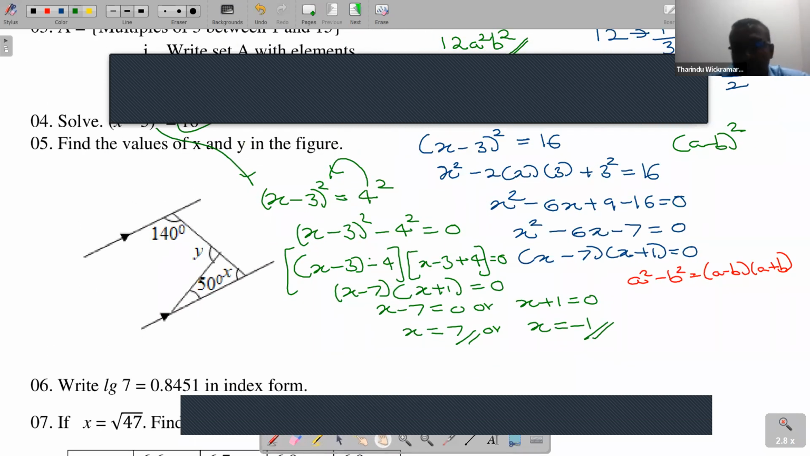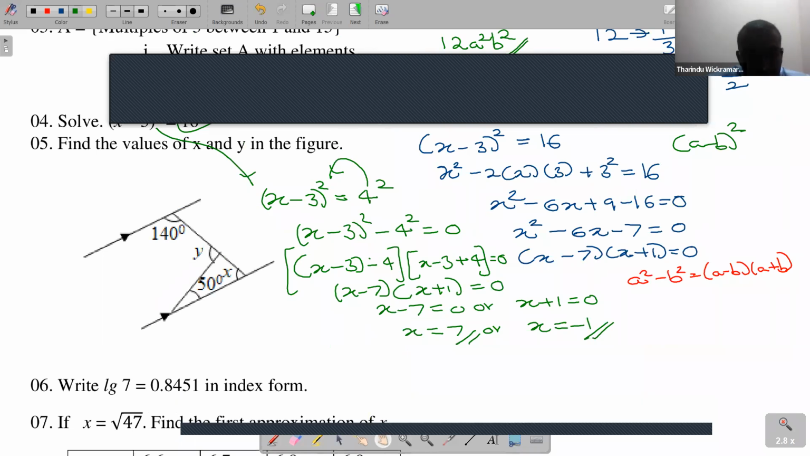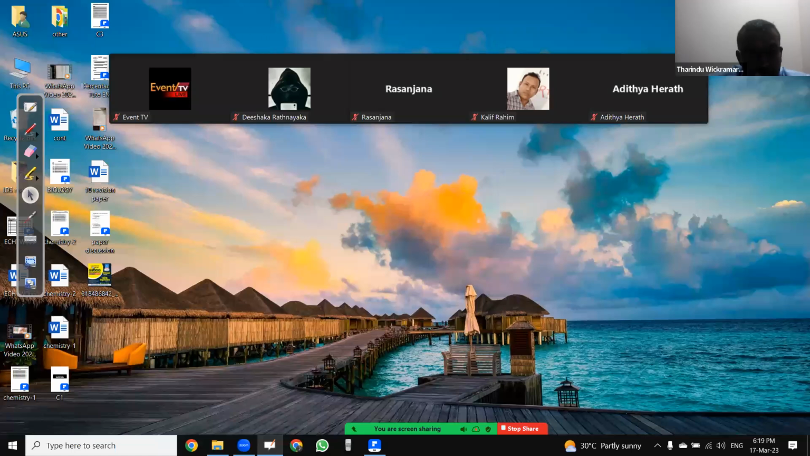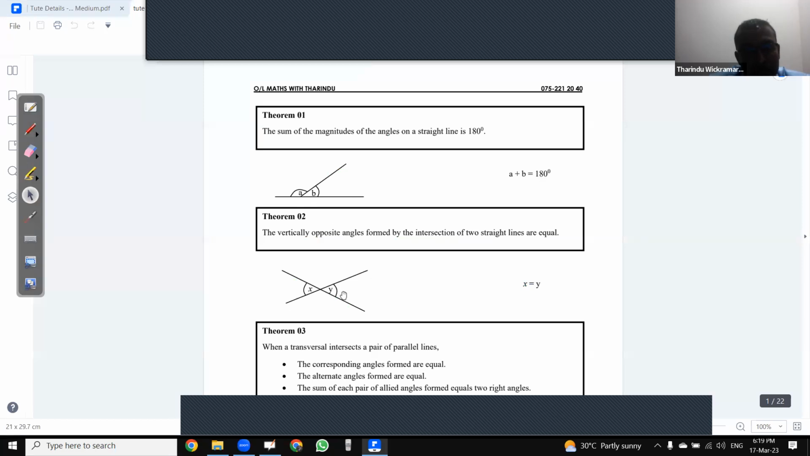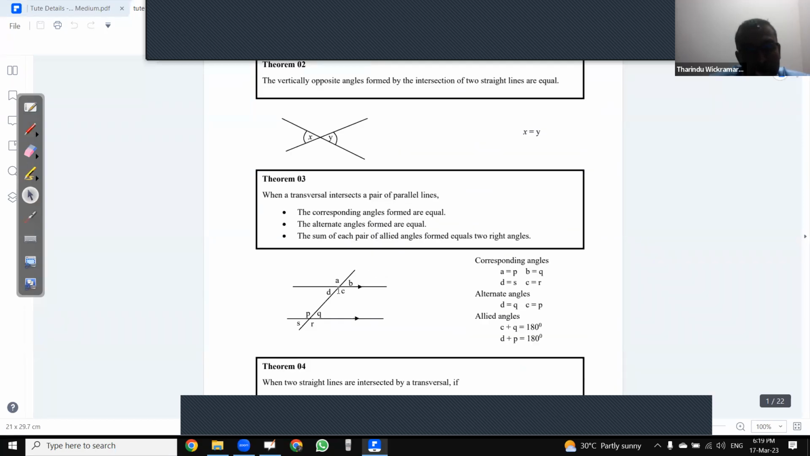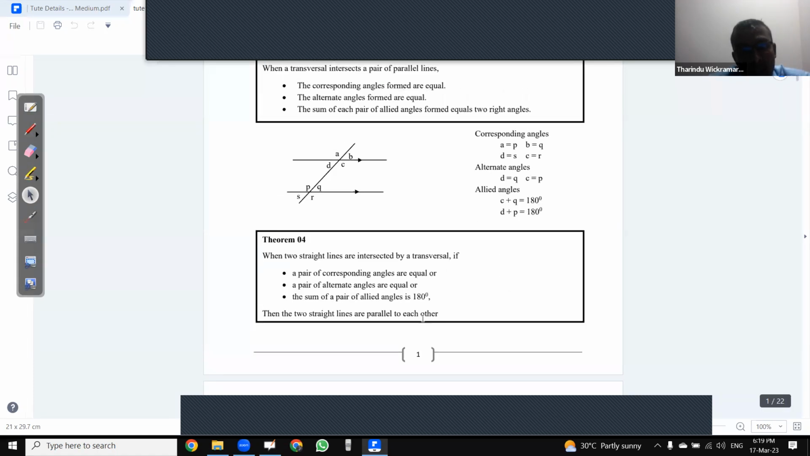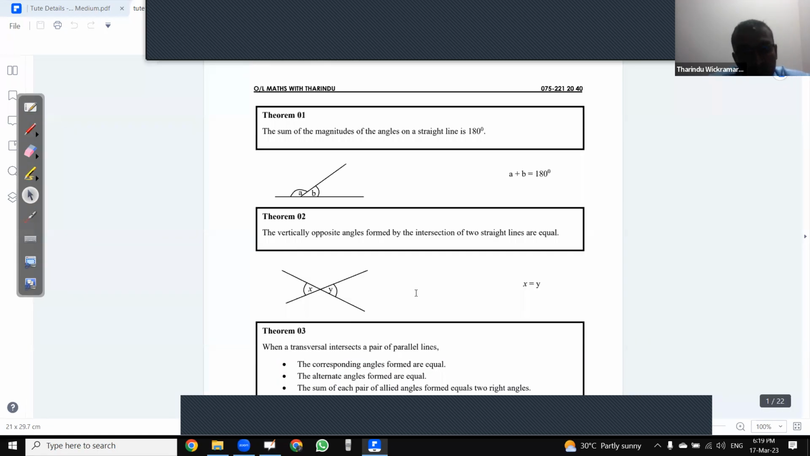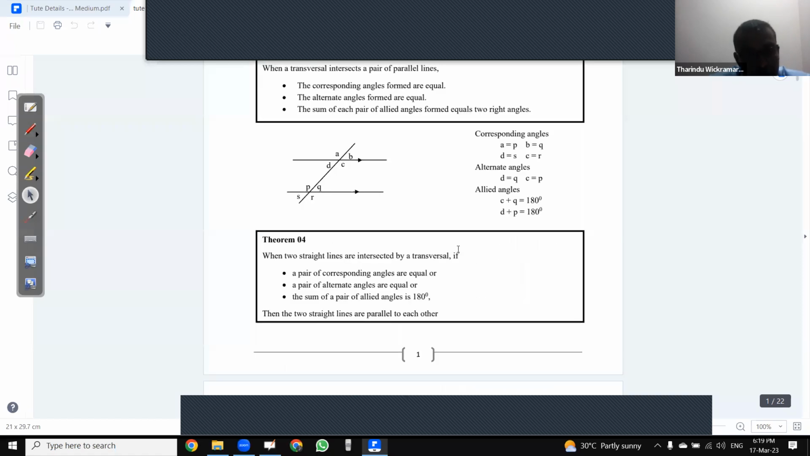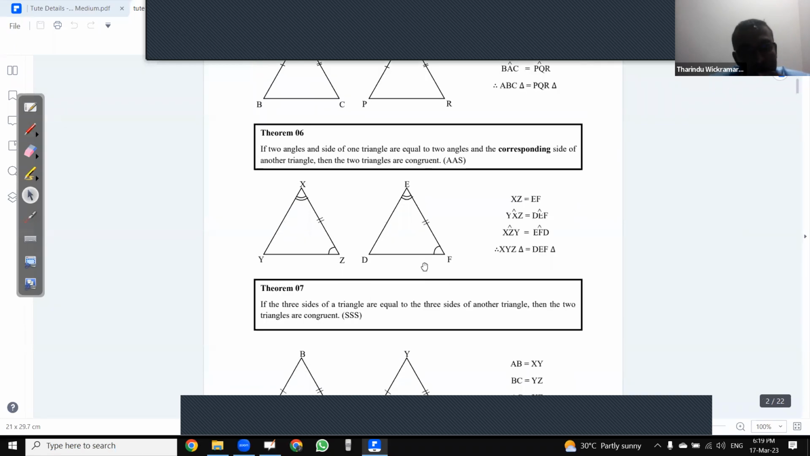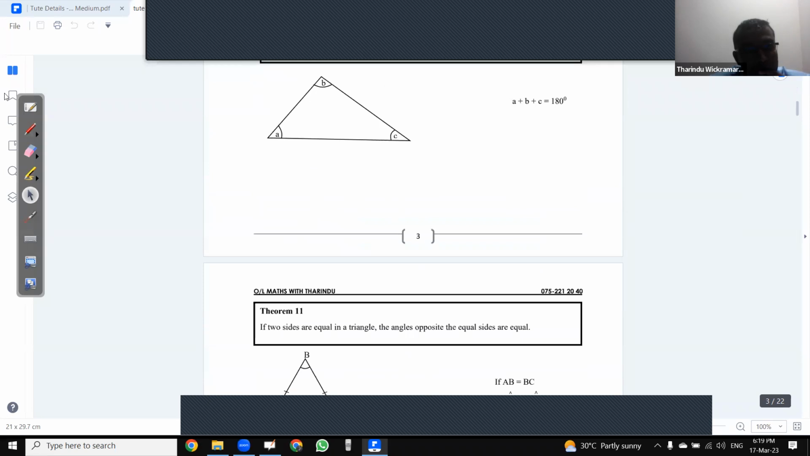Find the value of x and y in the figure. So in a geometry short note, the first 4 theories are the basic theories. A plus b 180, vertically opposite angles, then corresponding, alternate, allied angles, and when they are equal, two lines will become parallel. Right? This is our geometry short note, right?